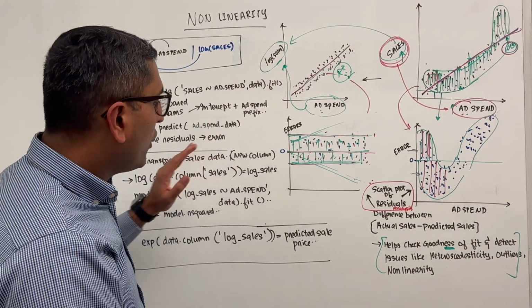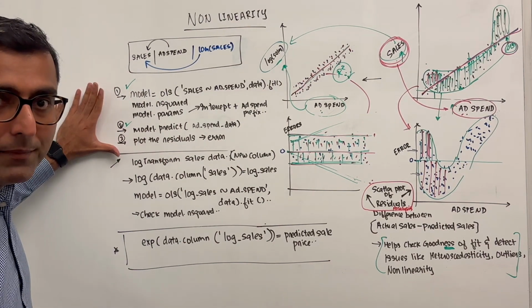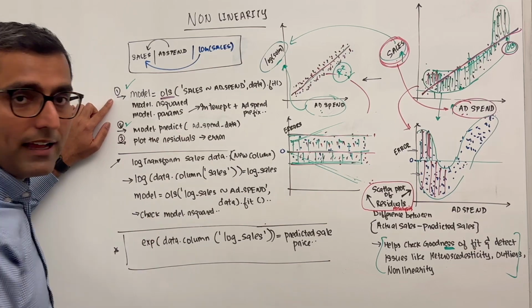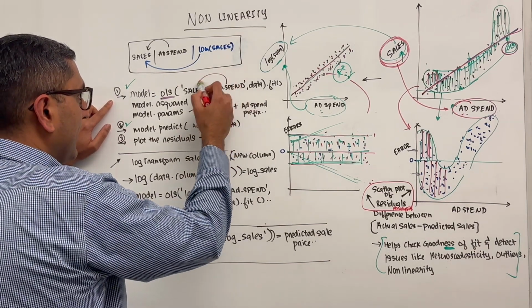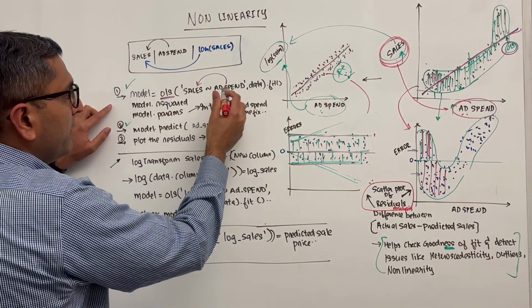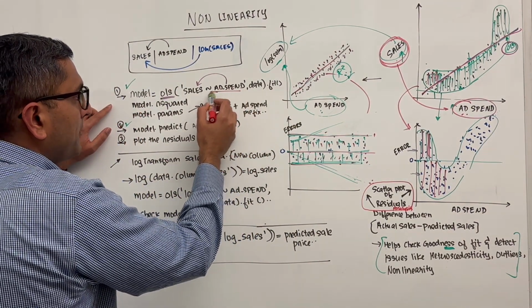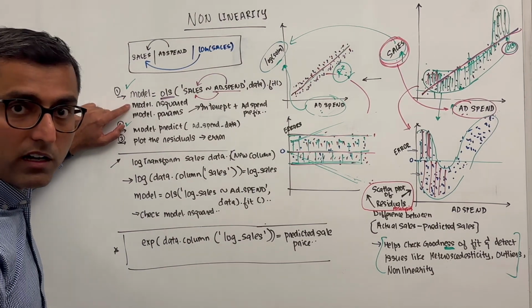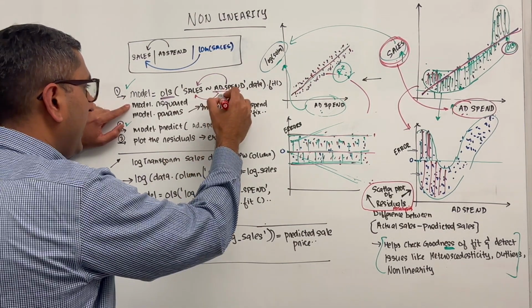So to quickly recap, these are the three steps. We first build a model using OLS. We've covered that in the previous video. In this case, let's say in the previous one we were able to predict sales from ad spend. We have the model, the model R squared, and let's say this was like 0.6.